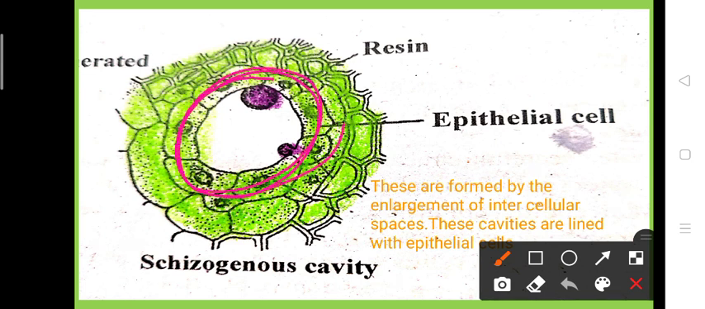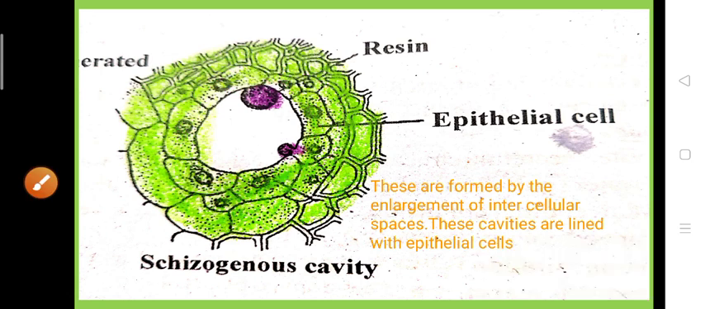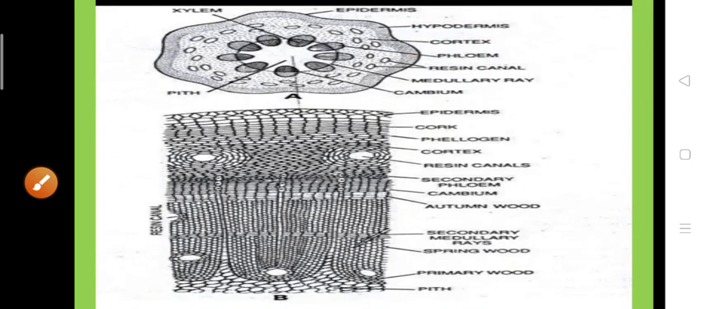These are the epithelial cells. These epithelial cells secrete the turpentine into the resin canals. This is about general cortex.